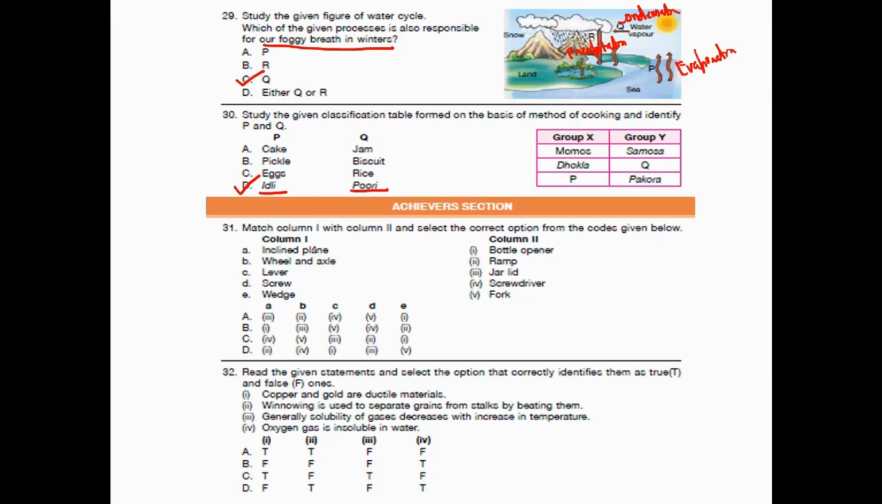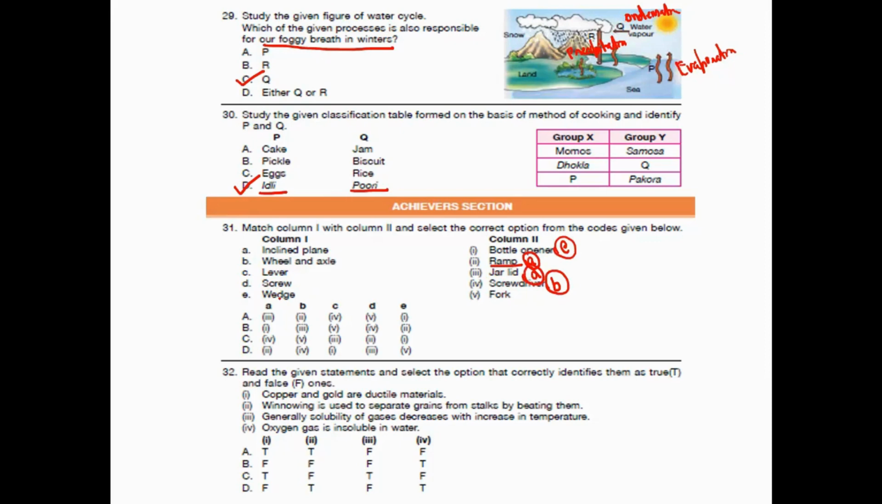So here, inclined plane is a ramp. So this will be A. Wheel and axle can be a screwdriver. So screwdriver is B. Lever. Lever is a bottle opener. Bottle opener is a lever that helps us to open the bottle. So this is C. Screw. Screw is jar lid. When we open the jar lid, it is a screw. So this is D. Jar lid is D.